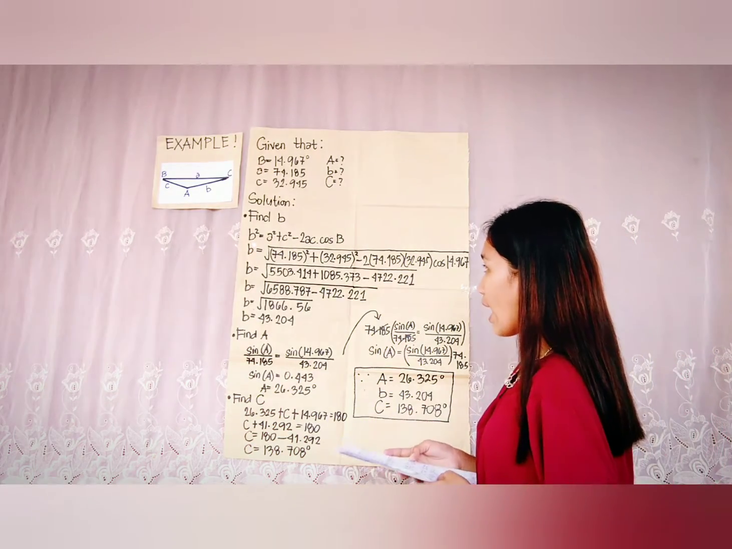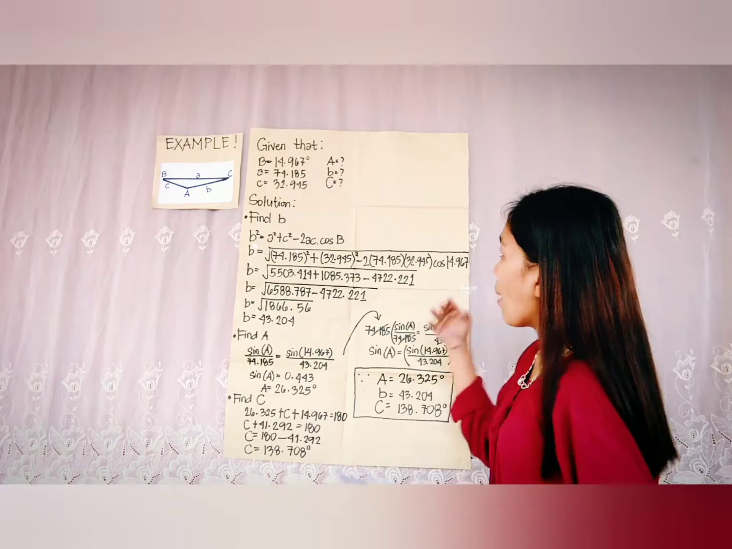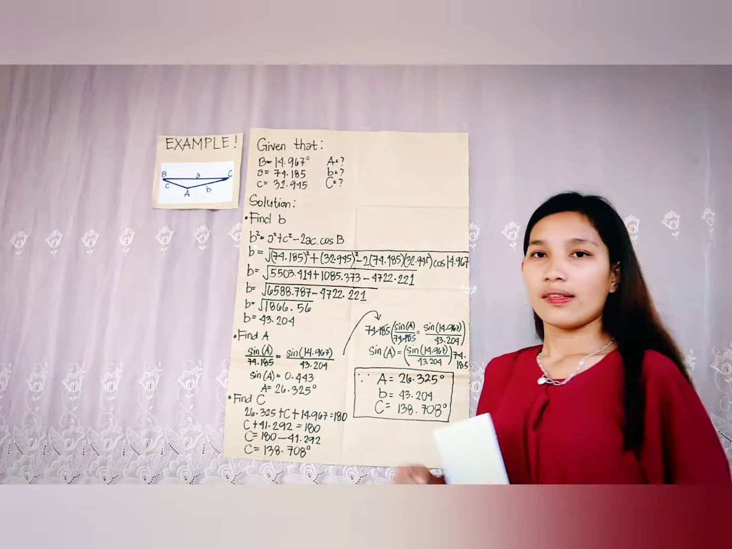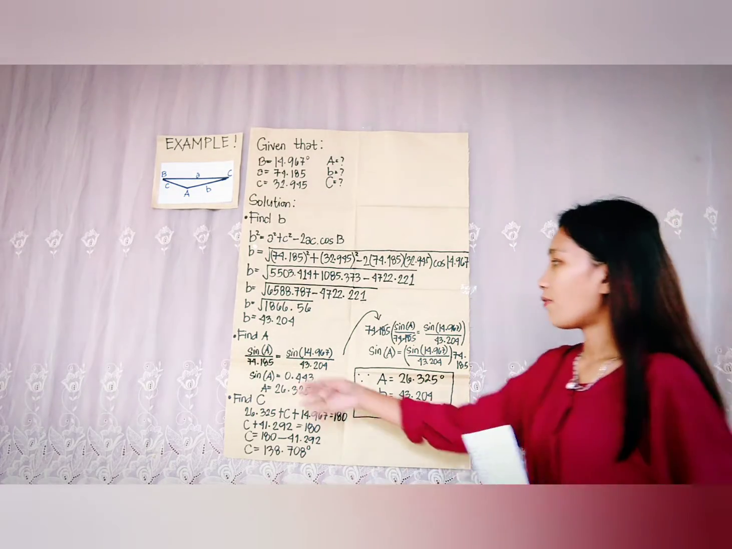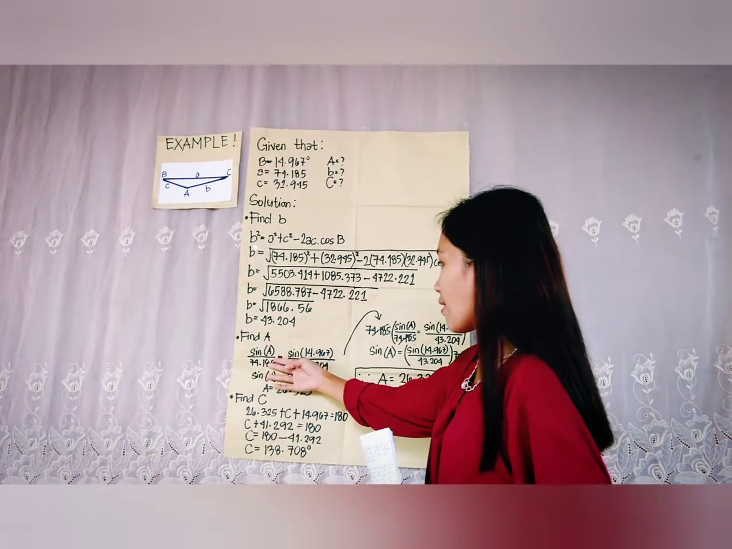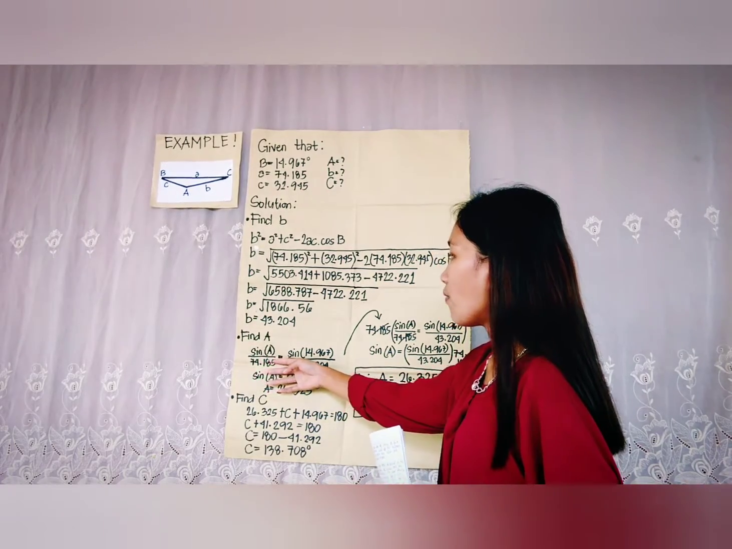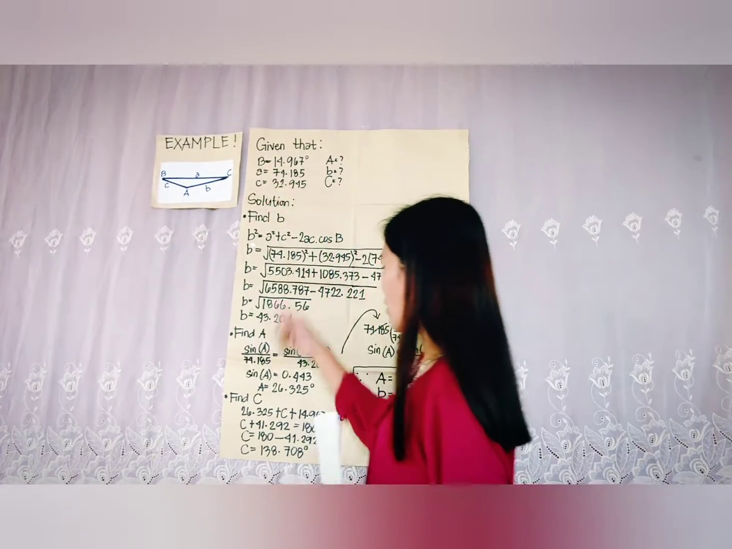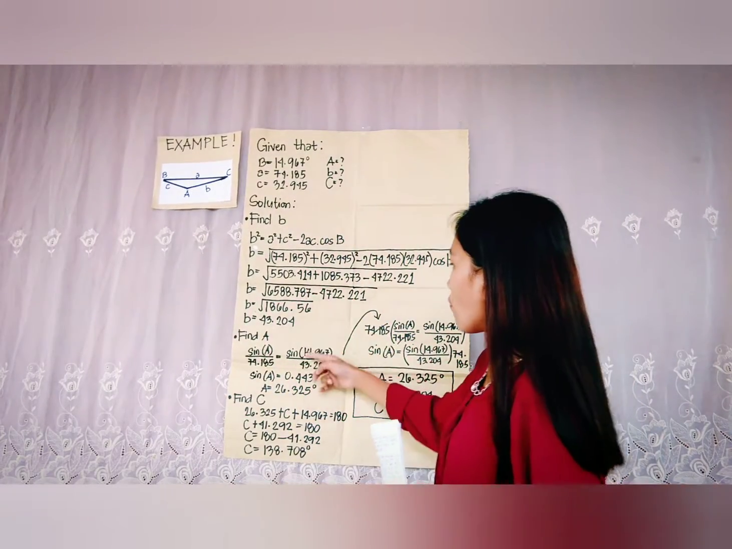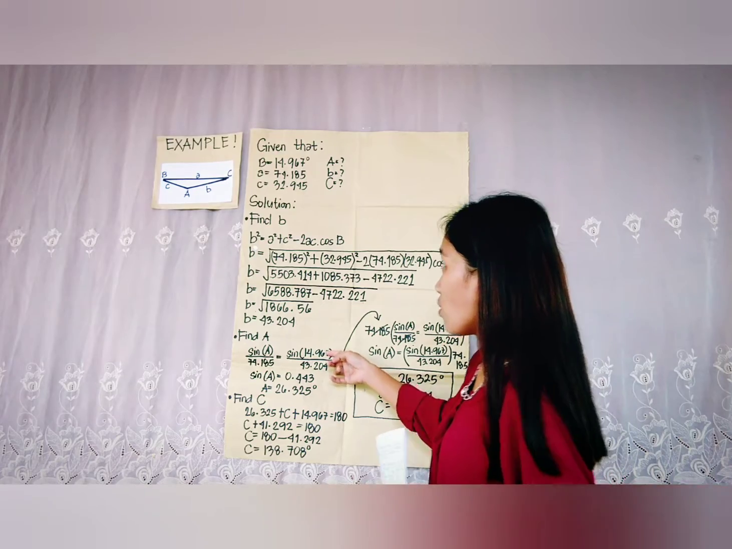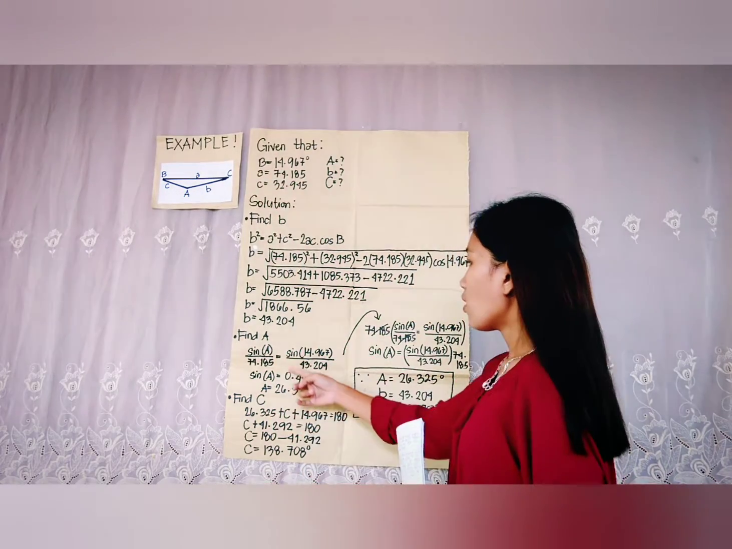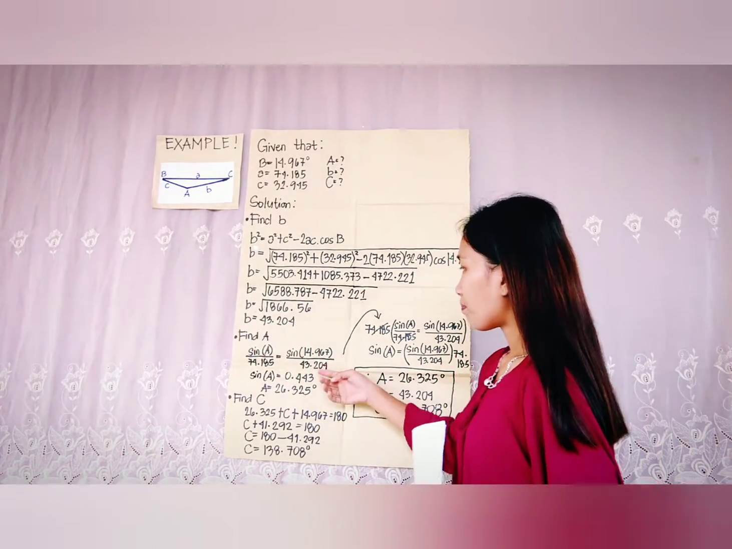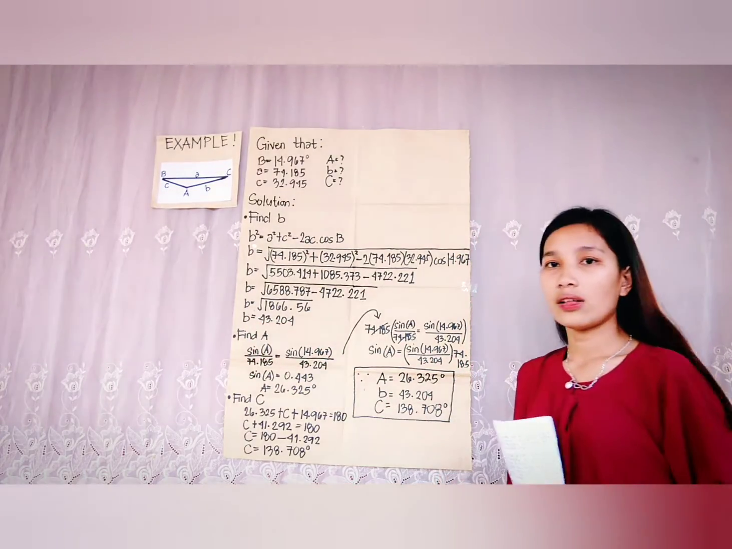Now, let's find angle A. Since we know that angle B and side BC are given, now we will use the law of sine. So, find A. Sine A over 74.185, which is the side A, is equal to sine 14.967, which is the angle B, over 43.204, which is the side B. Now let's evaluate.